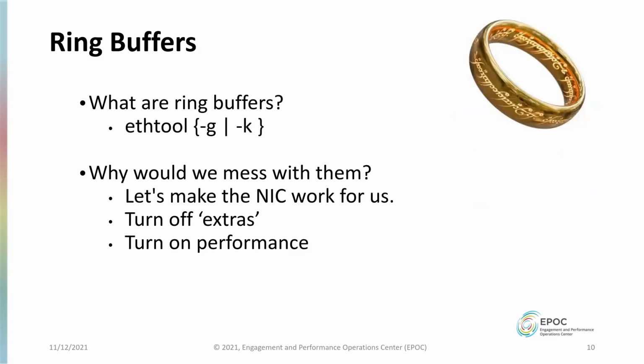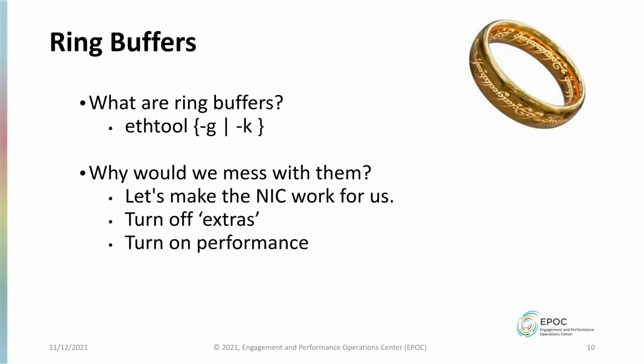So I'm going to go into ring buffers, and we're really close to the demo. So ring buffers, using ethtool, the -g and -k options I'm going to use in this particular demo. And why in the heck would we mess with them? We're going to make the NIC work for us. We're going to turn off extras, and we're going to try and turn on performance.